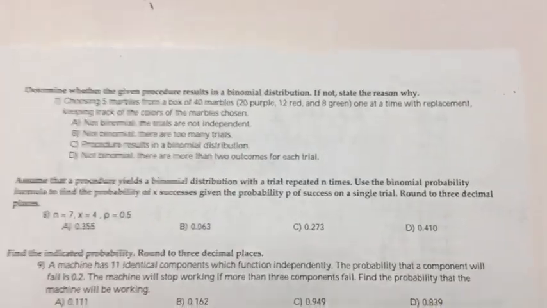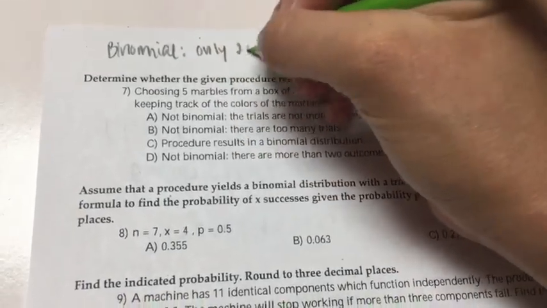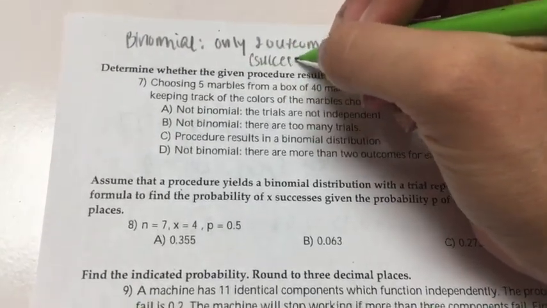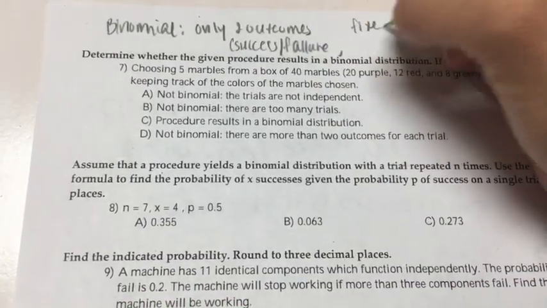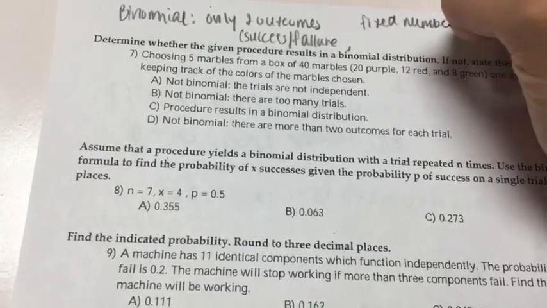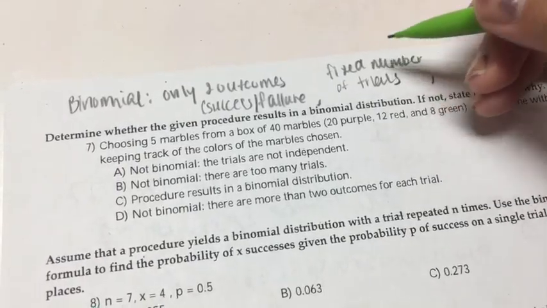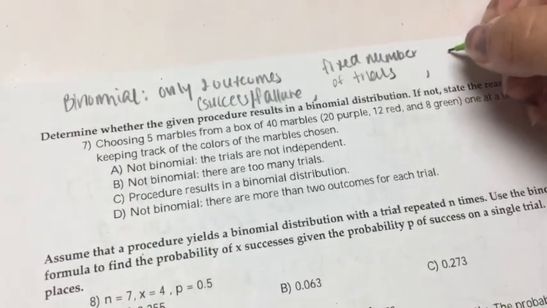Okay, so this question is asking you to find out whether it is a binomial or if it isn't. So in order for it to be a binomial, it has to have only two outcomes, which are referred to as a success or a failure. There is a fixed number of trials, and then the events are all independent from each other.